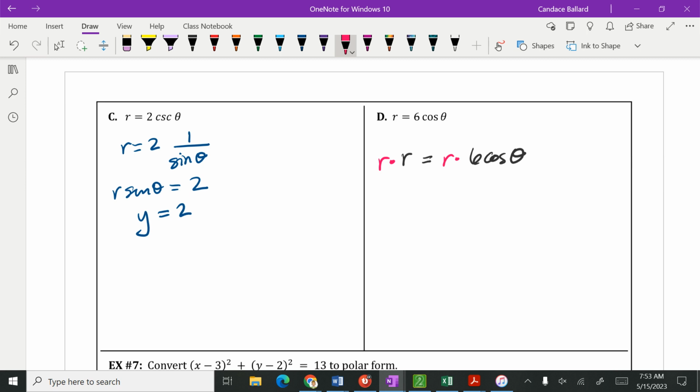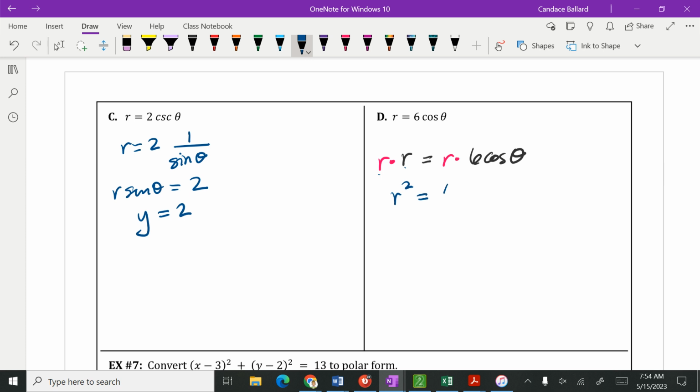So this is where we're putting a little bit of a puzzle together. I know I want to introduce an r so I can get rid of the cosine theta. Whatever I do to the right side, I have to do to the left side, right? That's our basic algebra rule since day one of algebra. What's r times r? R squared. Good.